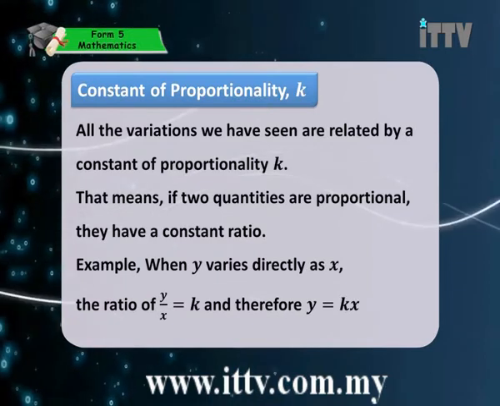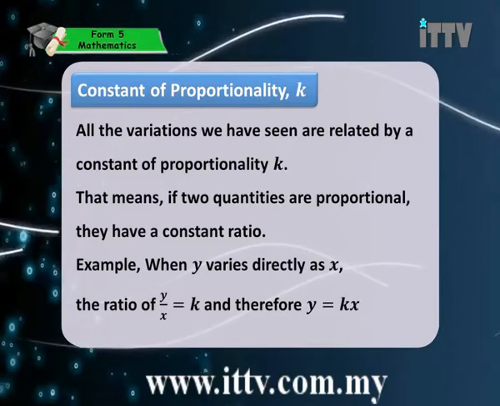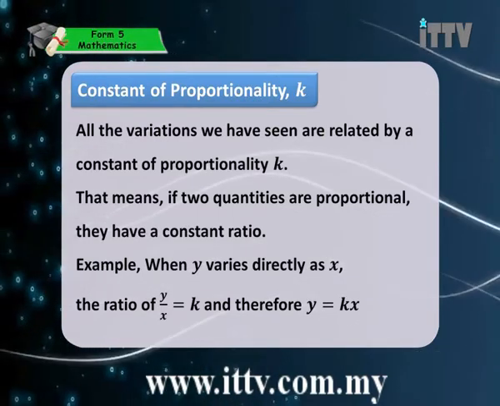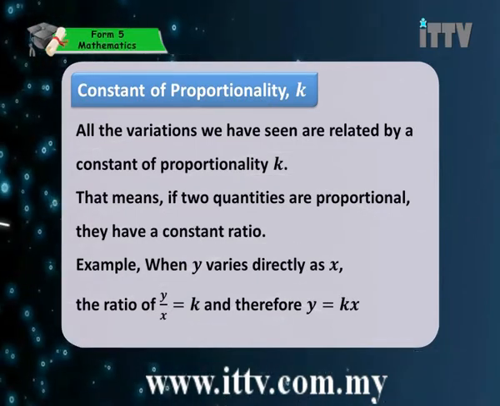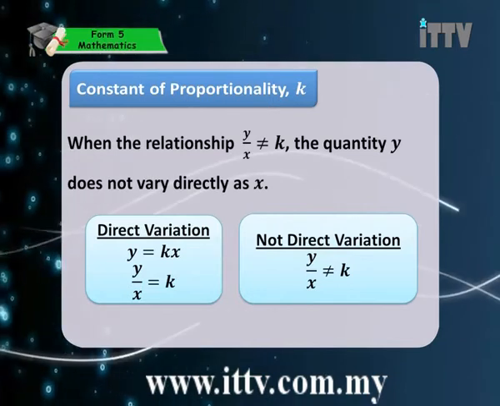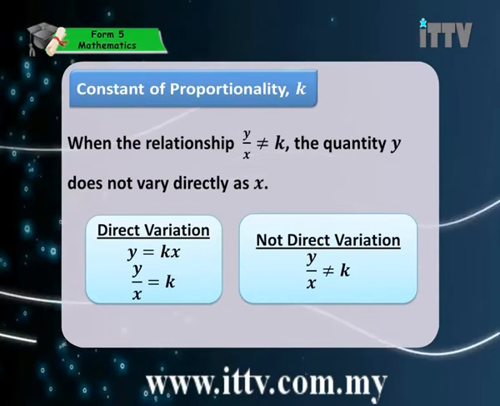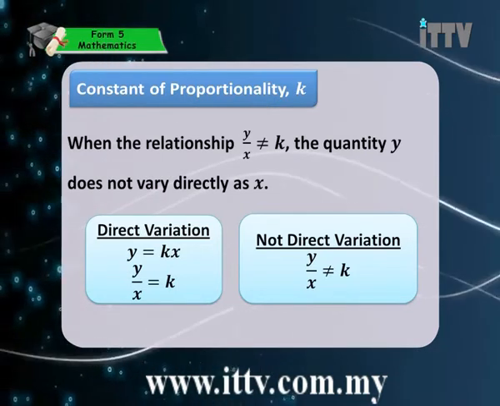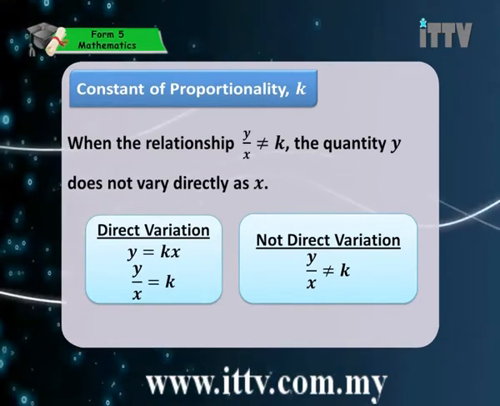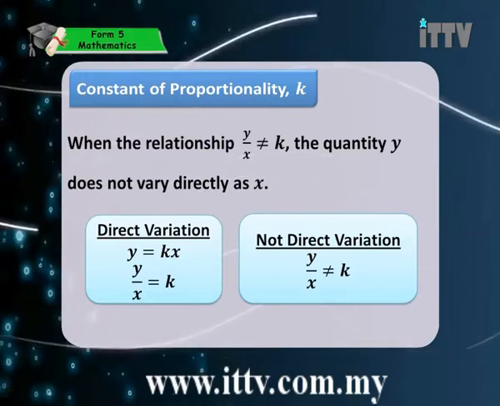Example, when y varies directly as x, the ratio of y over x equals k, and therefore y equals kx. When the relationship y over x does not equal k, the quantity y does not vary directly as x. Direct variation: y equals kx, or y over x equals k. Not direct variation: y over x does not give you k.